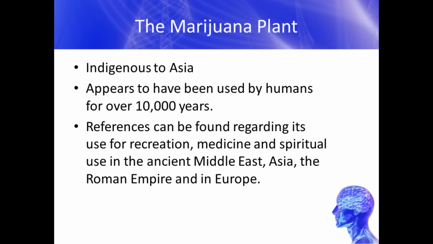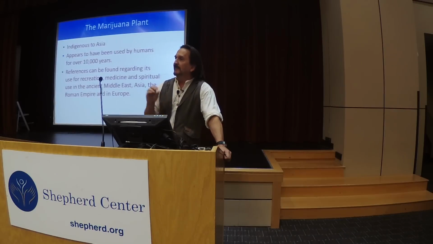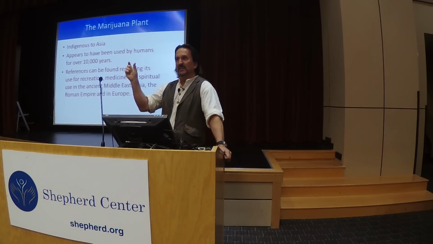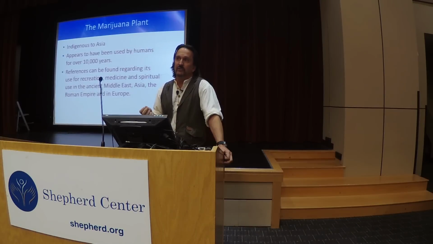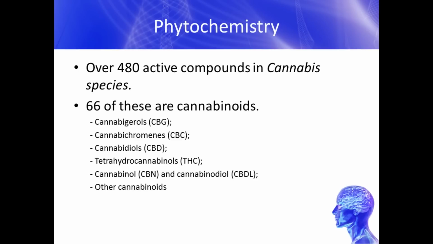I found that even on the DEA's website, they list this Chinese emperor, and then other historians say, nah, the guy never existed. The plant itself was used clearly in ancient China. You can find references to marijuana use in the Middle East, in the Roman Empire, throughout Europe. It's been around for a long, long time.